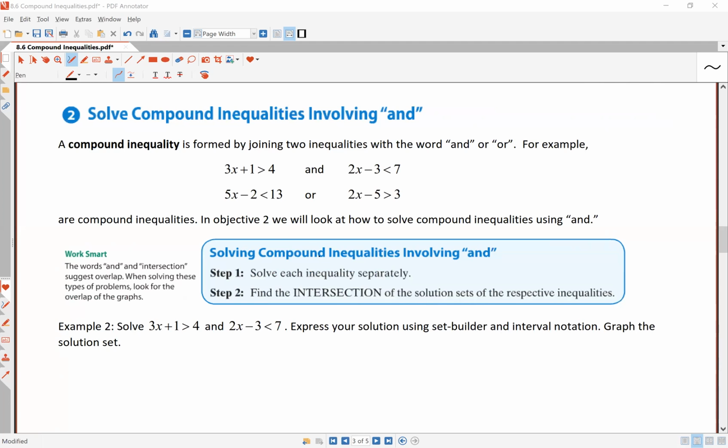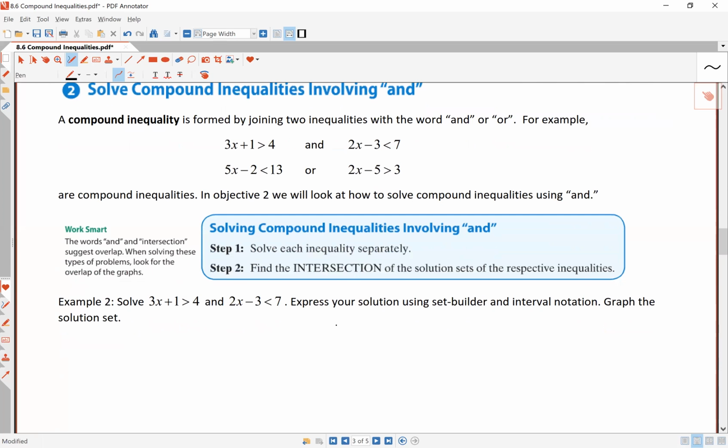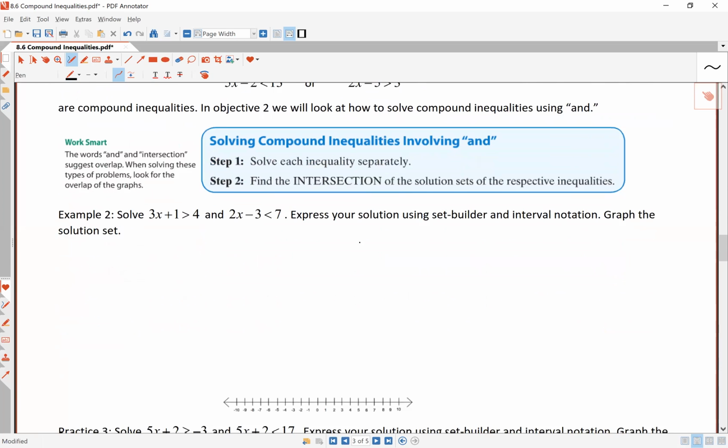A compound inequality is formed by joining two inequalities with the word and or. For example, 3x plus 1 is greater than 4 and 2x minus 3 is less than 7. Or 5x minus 2 is less than 13, or 2x minus 5 is greater than 3. These are all compound inequalities. In Objective 2, we will look at how to solve compound inequalities using and.